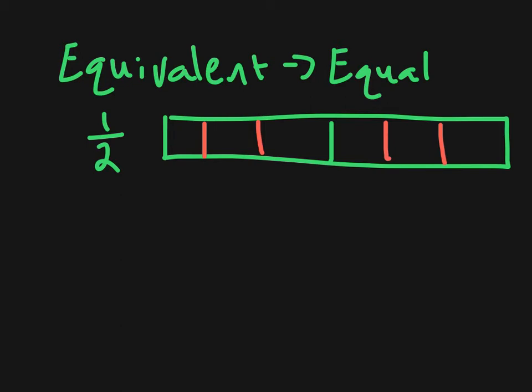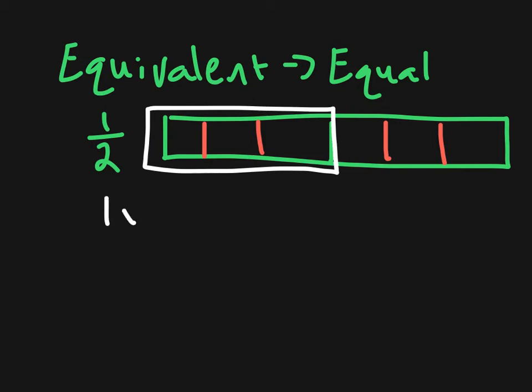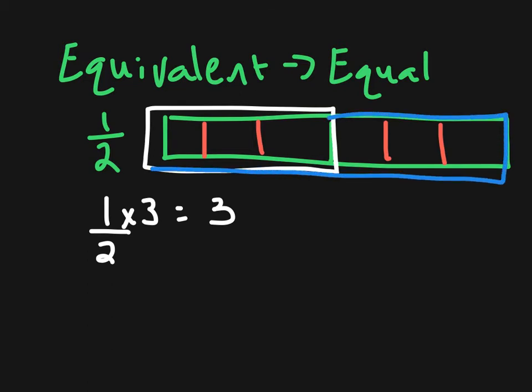So my one piece is now cut into 3 pieces. So I have 3, but the 2 that make up the whole is now 6 pieces because I cut them both into 3. So 1/2 is the same as having 3/6.